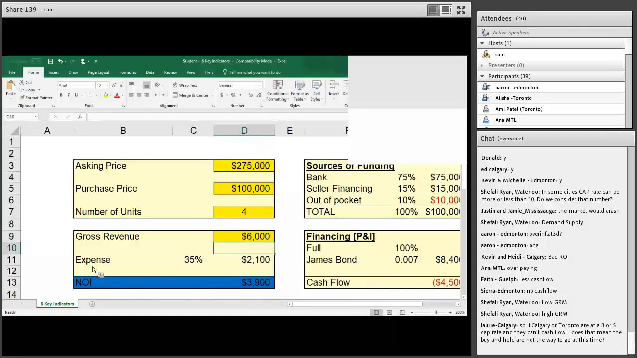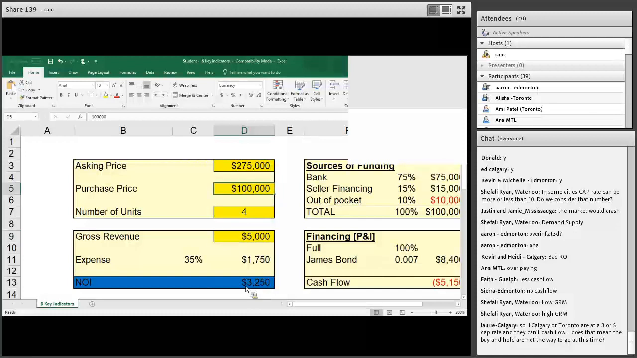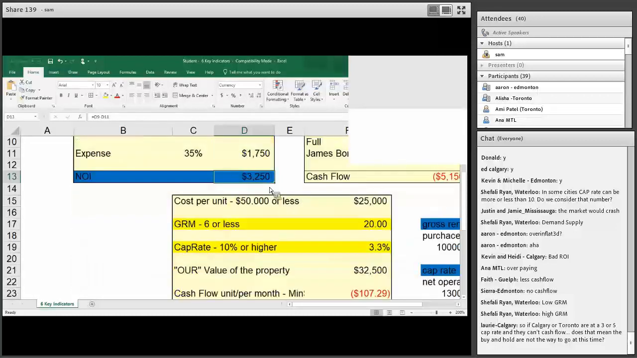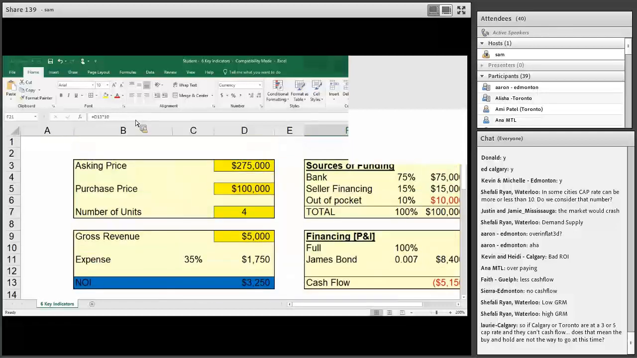Okay. So if the gross revenue is 5,000 on this $100,000 property, and the expenses are 1,750, the net operating income would be 3,250, which is basically giving us the cap rate. Now look what happens when we go down and look at the rest of the numbers. The GRM is 20. The cap rate is 3.3. The value of the property is 32,000. This property originally was 100 or 275 if we use that number, but let's use that number because it's more realistic to the range, the asking price versus purchase.